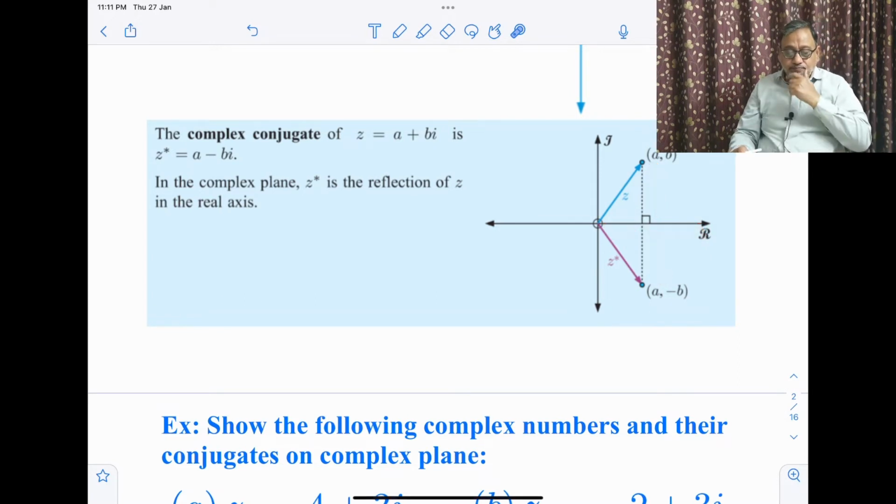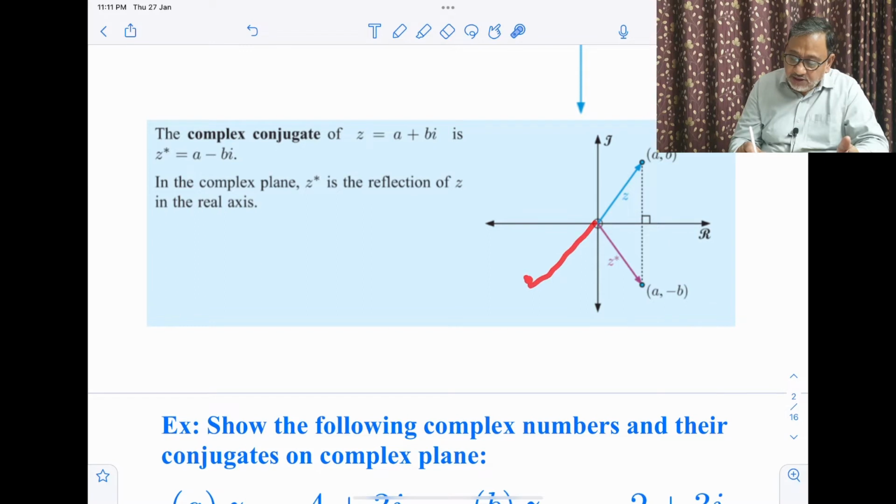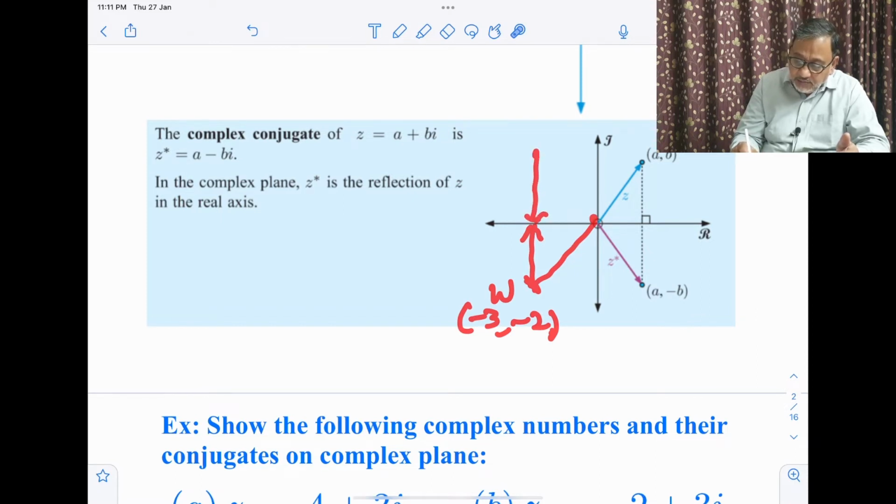So always remember, the complex conjugate of any complex number will be the reflection of that complex number z in the real axis. So suppose a complex number w is here, (-3, -2), then its complex conjugate will be the reflection in the real axis, which will be above the real axis on the negative side, and here will be w conjugate. So I hope you will remember it.